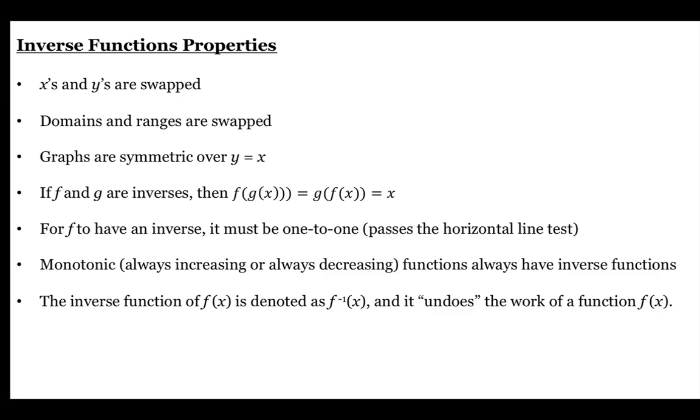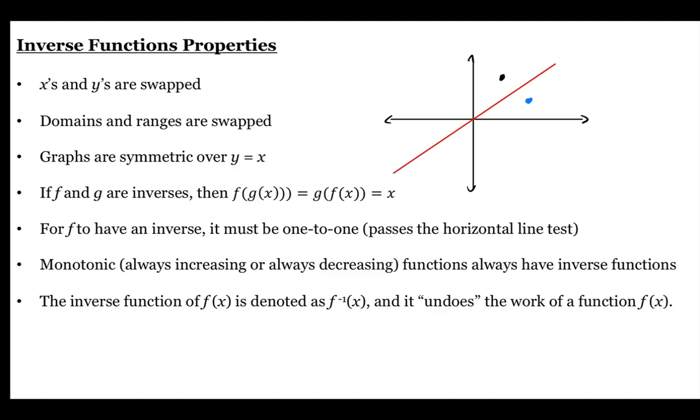The graph Y equals X is a diagonal line that looks like that with a slope of 1. Okay, so if I graphed a function and its inverse, it would reflect over that line. So that means if the original had a point right there, its inverse would have a point right there because it's reflected.